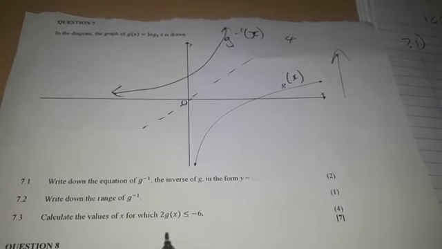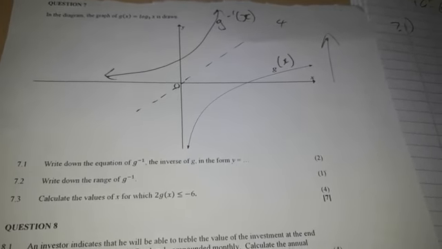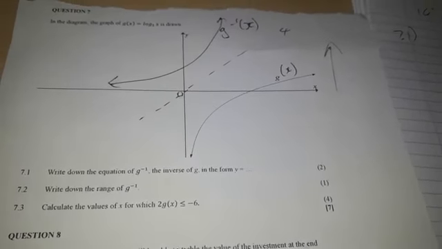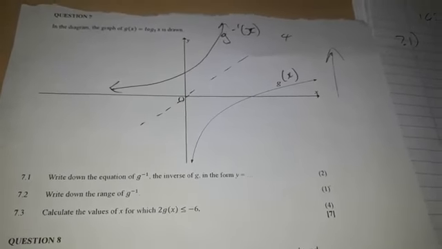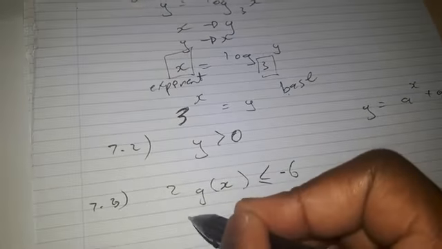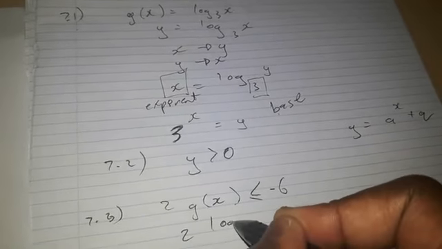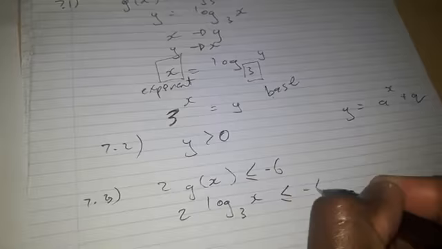So here the next one says calculate the values of x for which this whole thing is occurring. To make this a bit simpler, all you want to do is write down whatever this expression will be. So it's 2, and then you're multiplying by the graph of g, and you're working out where that is smaller than -6 for 4 marks. Okay, so our graph of g is a log equation. It's 2, and then you have log 3x. Where is that smaller or equal to -6?